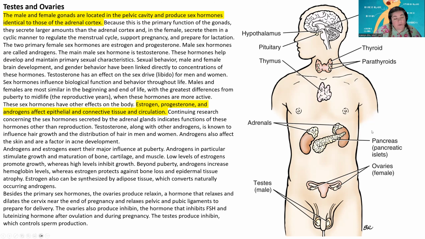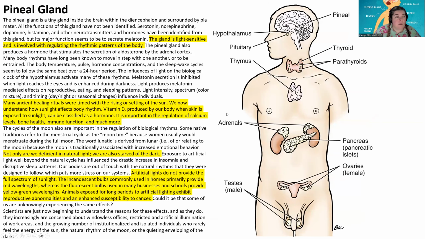Besides the primary sex hormones, the ovaries also produce relaxin. Relaxin is important to remember. Relaxin is a hormone that relaxes and dilates the cervix near the end of pregnancy and also relaxes pelvic and pubic ligaments to prepare for the delivery. If you have too much relaxin, you can start to tear your ligaments just by walking. The ovaries also produce inhibin, the hormone that inhibits follicle stimulating hormone and luteinizing hormone after ovulation and during pregnancy. The testes produce inhibin, which controls sperm production.